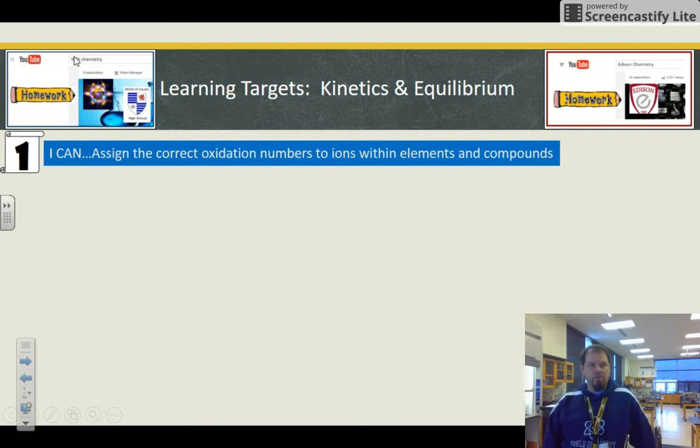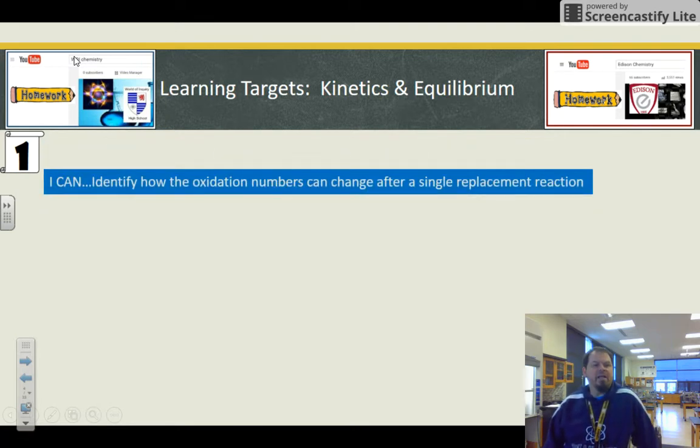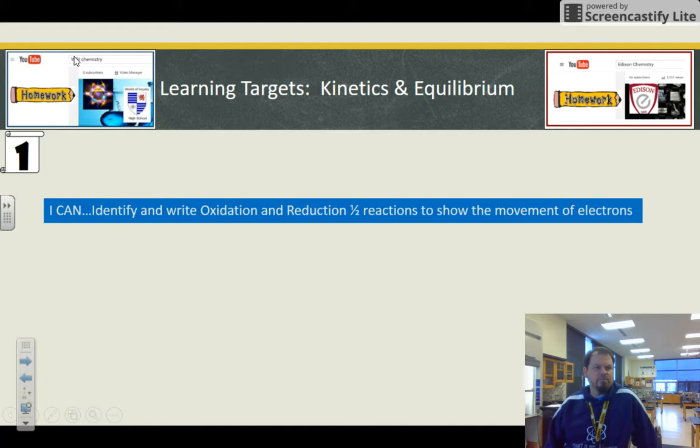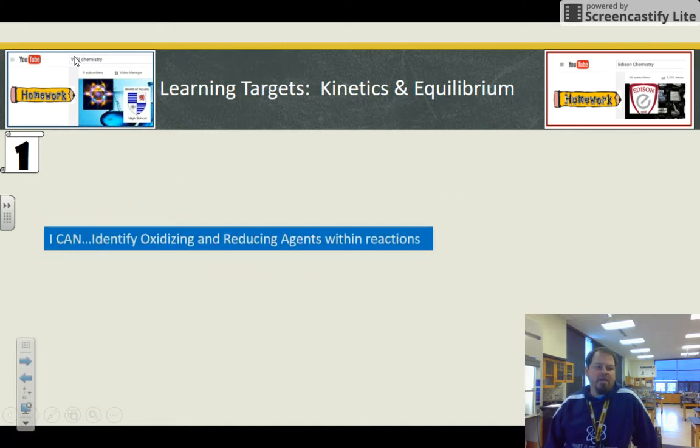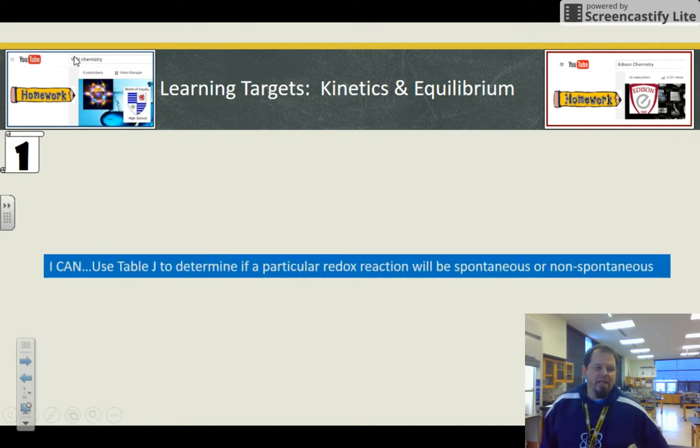When you are done with this unit, you will be able to say, I can assign the correct oxidation numbers to ions within elements and compounds. I can identify how the oxidation numbers change after a single replacement reaction. I can identify and write oxidation and reduction half reactions to show the movement of electrons. I can identify oxidizing and reducing agents within the reaction. I promise you this one is backwards, so this one you might want to put a star by. It's tough. If you get the oxidation and reduction down, then the opposite is the agents, but we'll get there. I can use table J.